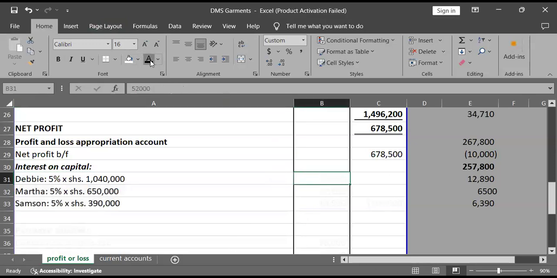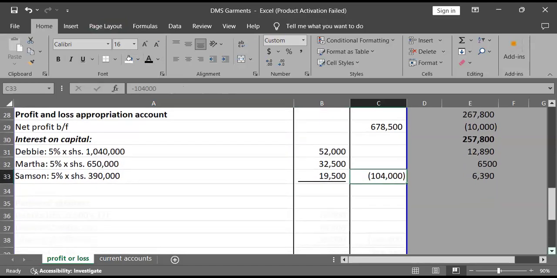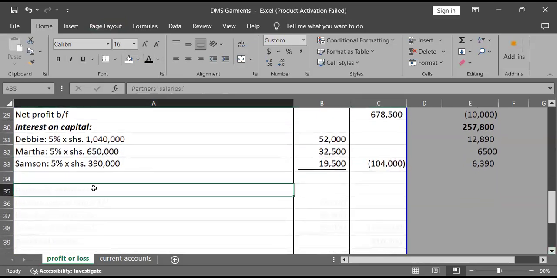5% of 1,040,000 should be 52,000. 5% of 650 should be 32. 5% of 390 should be 19,000. So this interest on capital will reduce the net profits that they're supposed to be receiving. And then after that, we can now pay them their money. Remember this money here.